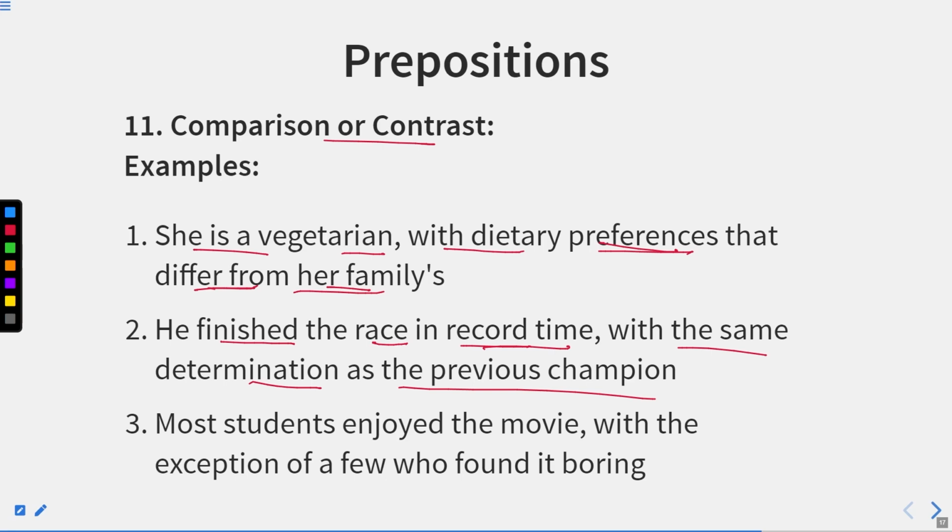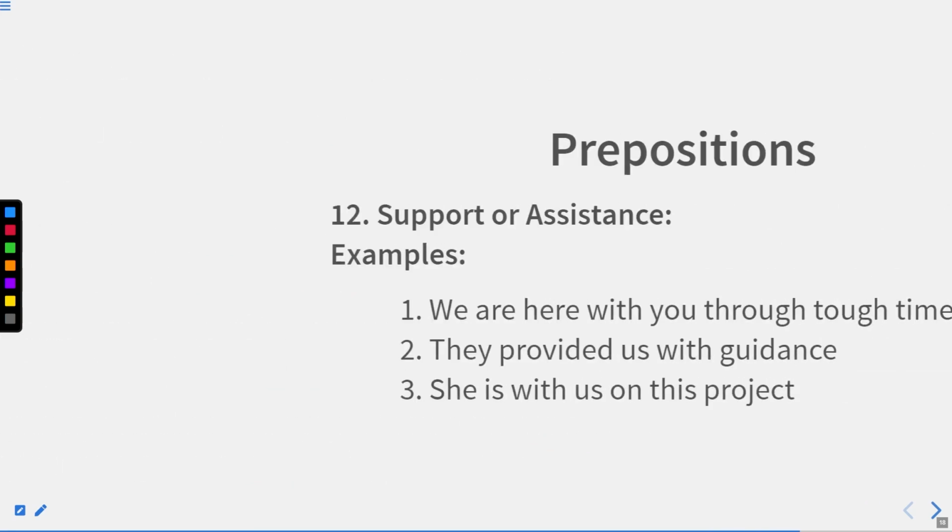Most students enjoyed the movie with the exception of a few who found it boring. So there were many students, a few of them found the movie boring, whereas other students enjoyed the movie very much, with the exception. So we can use the phrase with the exception. It means there was some exception which is associated with the liking ones as well. So let us move further.